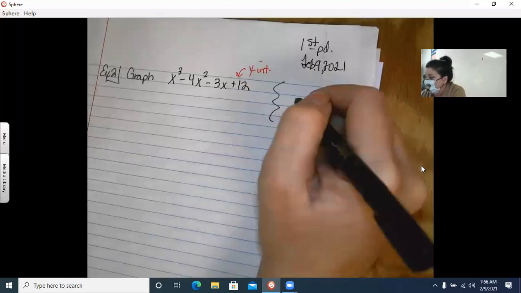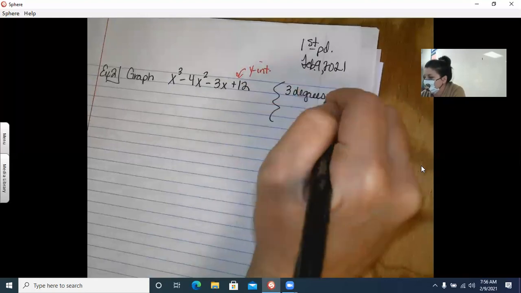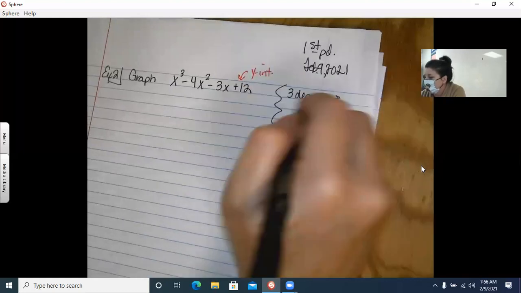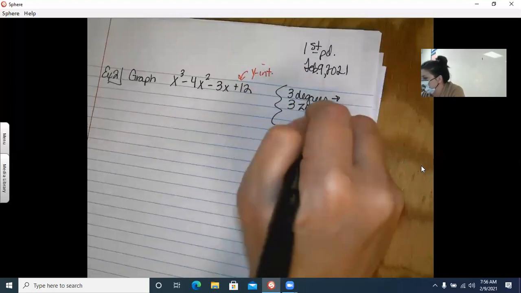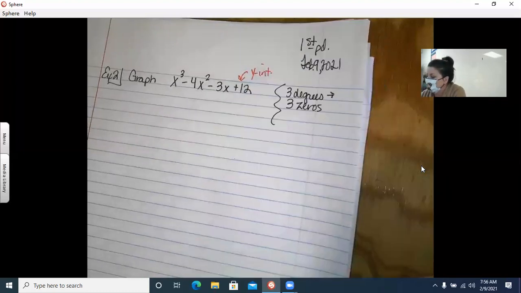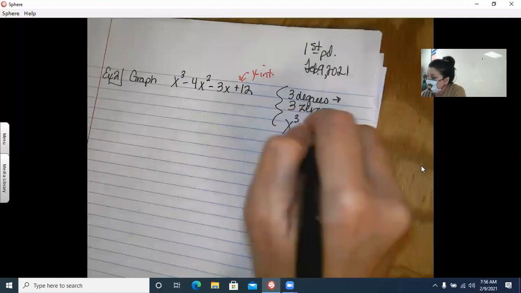3. 3 degrees tells us there's going to be how many zeros or roots or solutions? 3. 3 degrees means 3 zeros, also known as roots, solutions, x-intercepts. And my very first term is x cubed. It's in standard form, right? X cubed. Let's talk about end behavior.